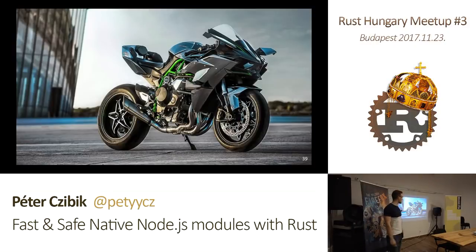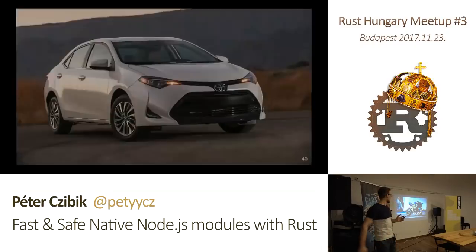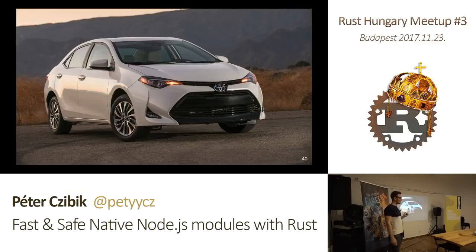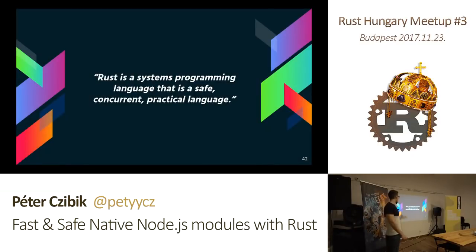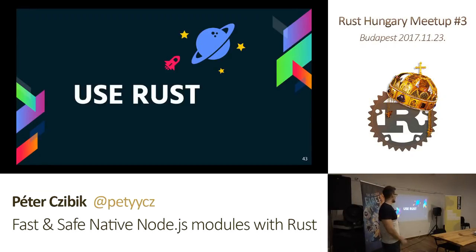I know something that's really fast. This is a Kawasaki Ninja H2, which goes at like 300 kilometers per hour. And then I know something that's safe, which is the 2017 Toyota Corolla, which was the safest car in 2017. But I know one thing that is also fast and safe, and that is Rust. So I ended up using this. Rust, you know, it's a systems programming language that aims to be safe, concurrent, fast. Just use Rust.